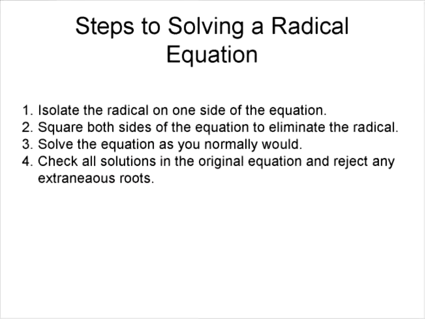So what were those steps that I did? Well, I have them laid out for you here. Here are the steps to solving a radical equation. First, you have to isolate the radical on one side of the equation. It doesn't matter what everything else is, you bring everything that's not a radical to one side and you isolate for the radical on the other. Square both sides of the equation, and that'll eliminate the radical.